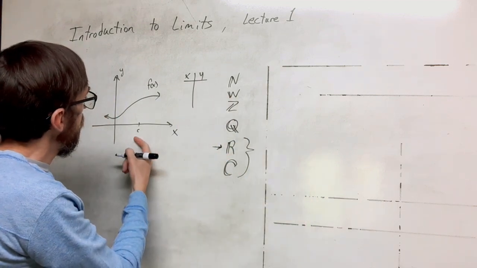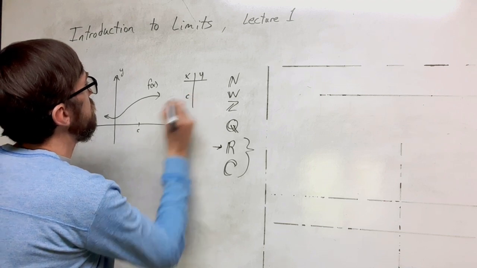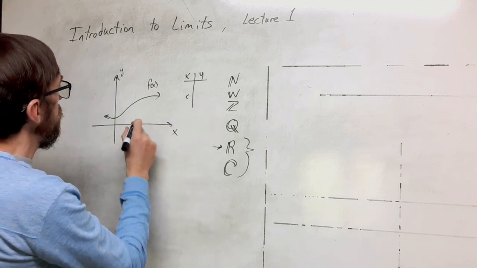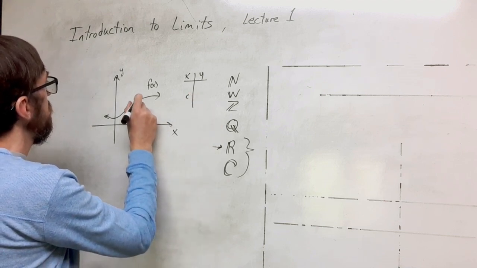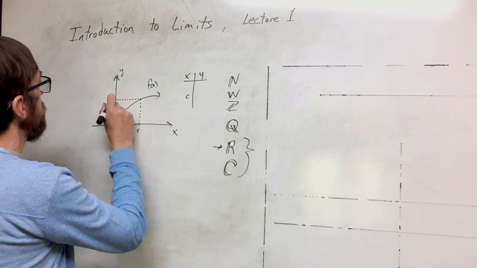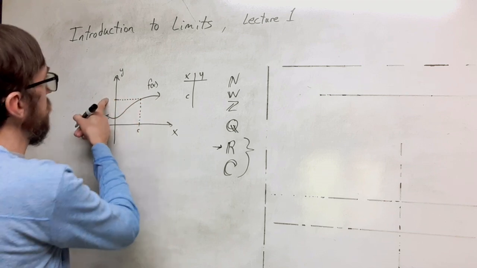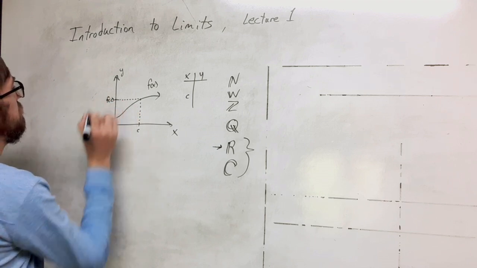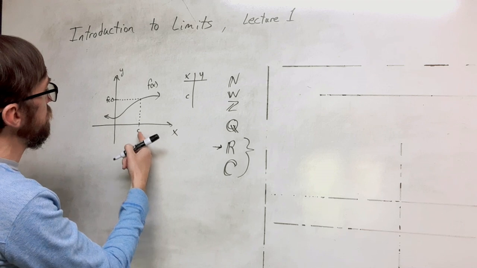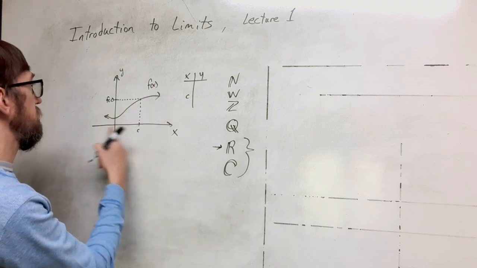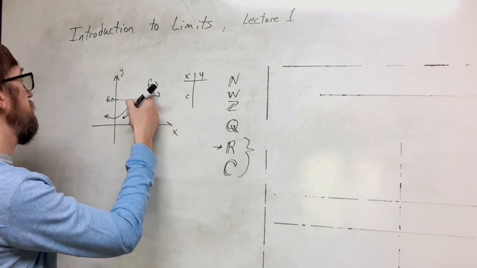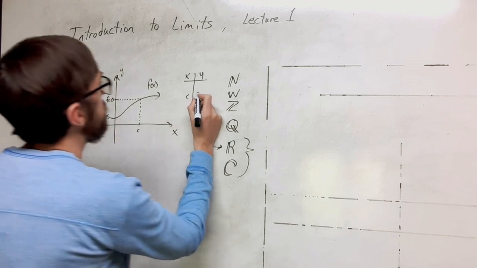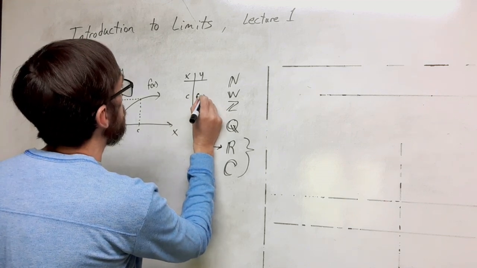So I have this value c here, and I want to know what is the associated y value here. This is f of c, because it's a function. I plug this value in for x because it's on the x-axis, and I get some functional value back. This is f of c.